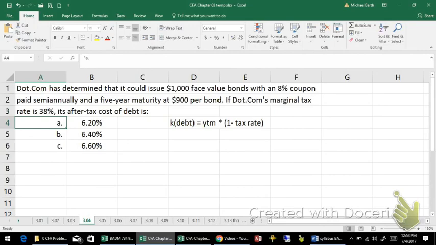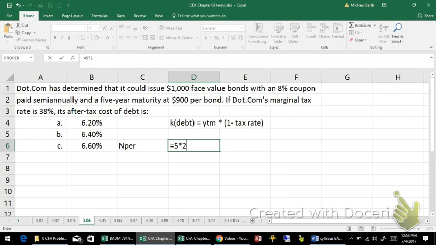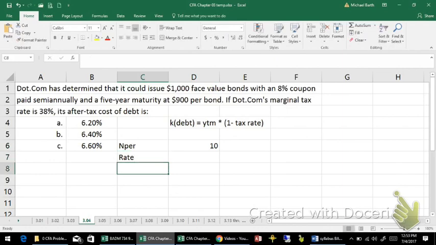That's the present value. So what we can do here is calculate the yield to maturity on the existing bonds. The number of periods would be 5 years with 2 payments a year, so there'd be 10 total payments. Rate is what we're going to be solving for. We'll be solving for the semi-annual rate.